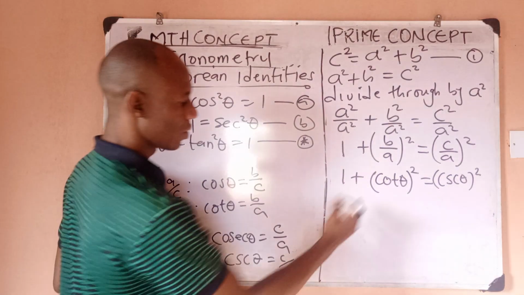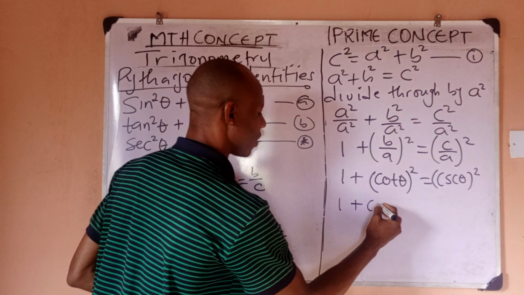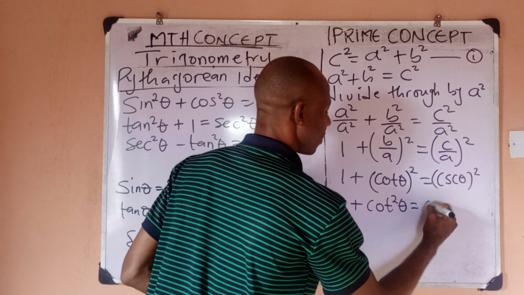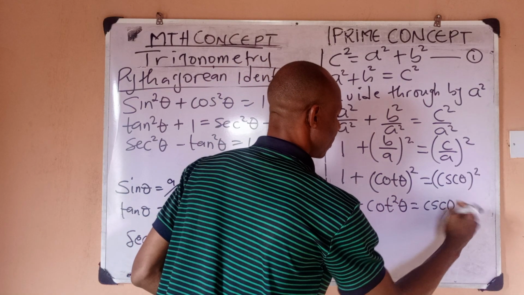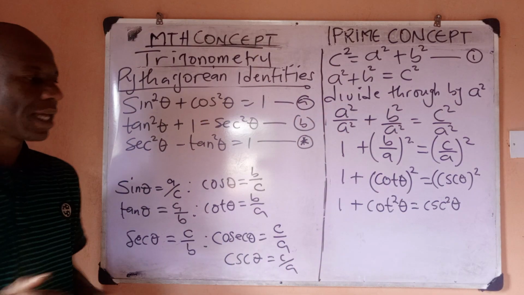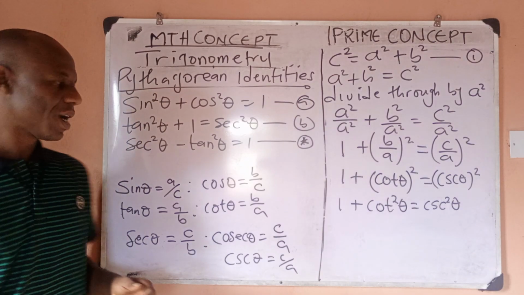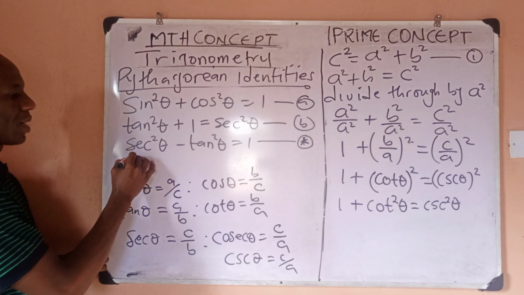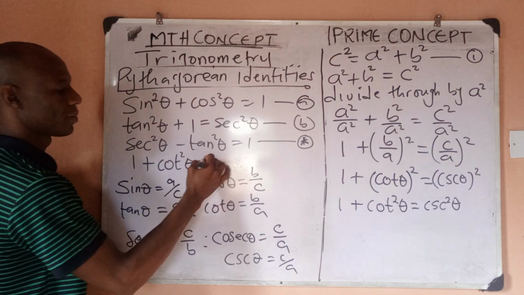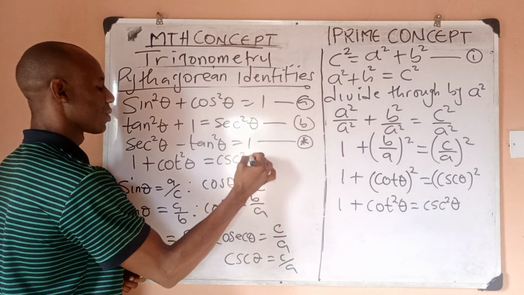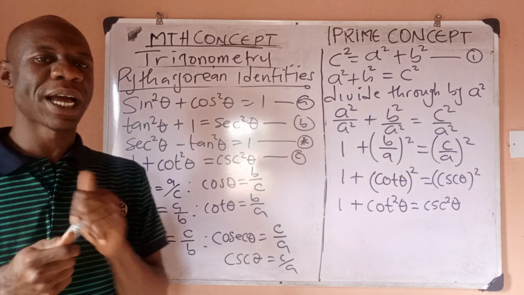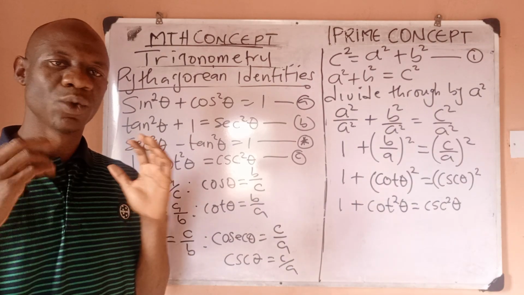So I can also write this by saying 1 plus cot²θ equals what? Cosec squared theta. So this is our final identity, right? Yes, which if I put it here, I would have 1 plus cot²θ equals cosec squared theta. So this is equation C. So we've been able to get 3 Pythagorean identities, and we'll be using these.